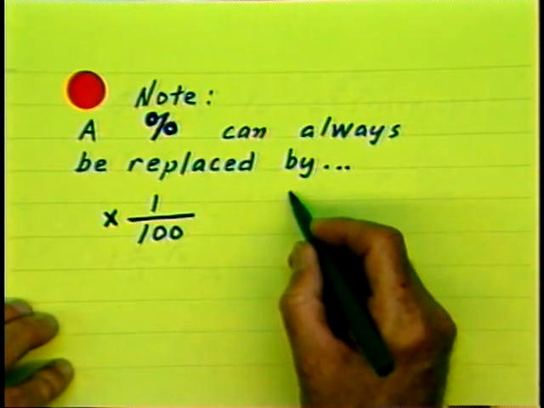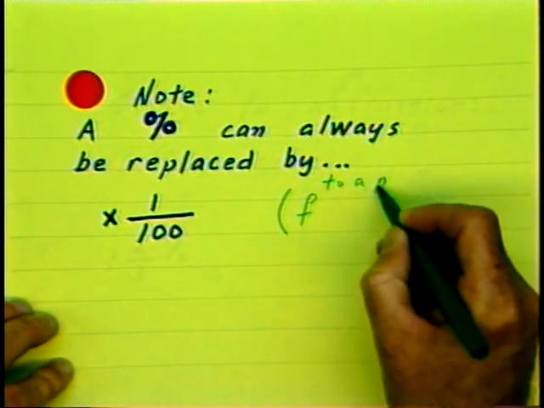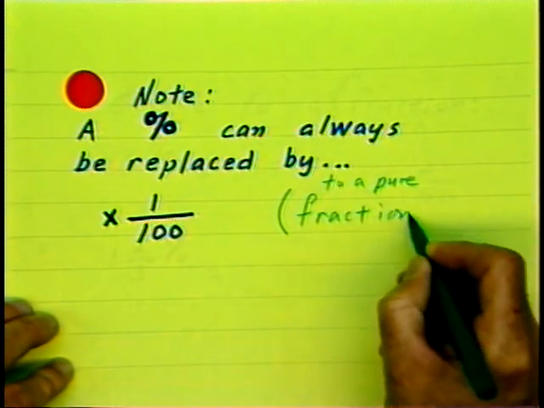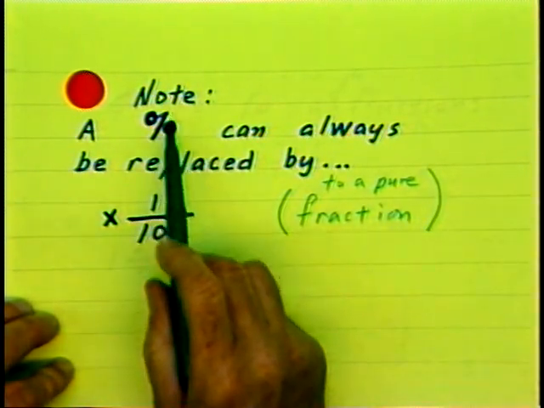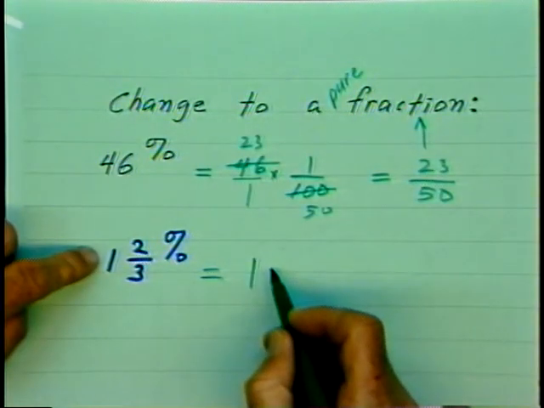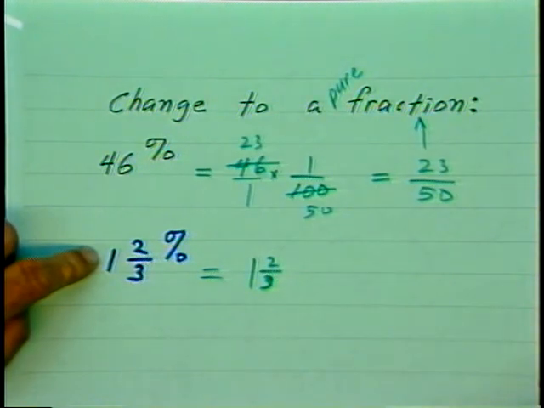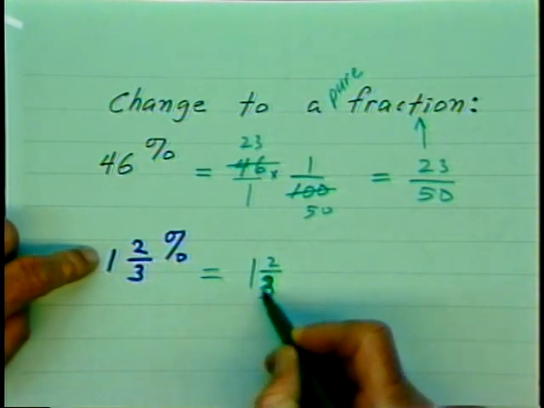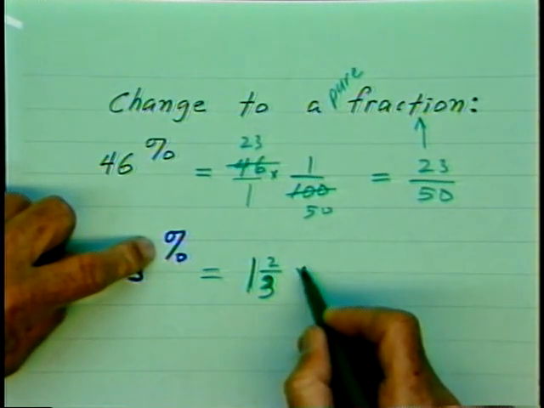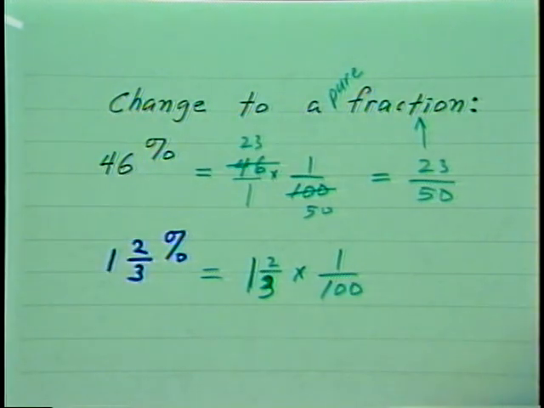So remember, this is when you're trying to get to a pure fraction, is when this is most helpful. However, technically, this is always true under any condition. So I have 1 2/3. And the percent can be replaced by 1/100th.